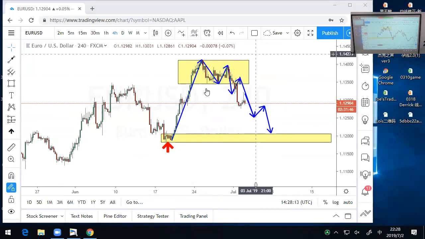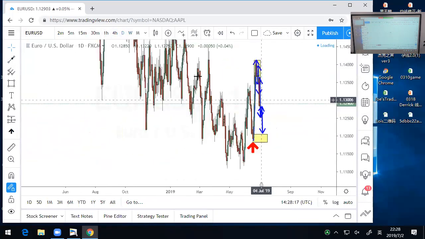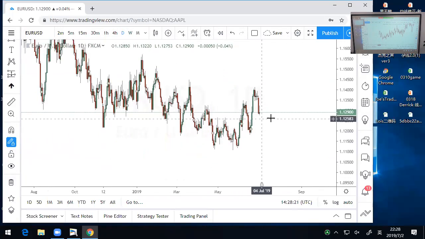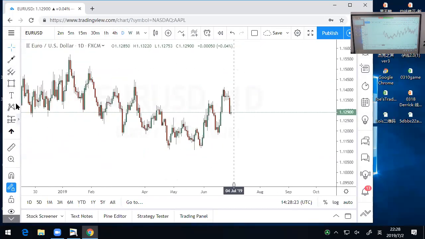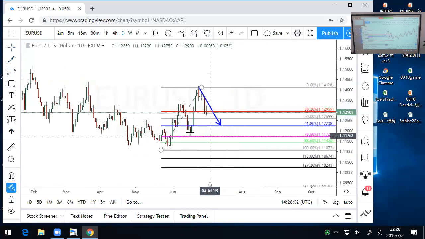Yes, David, you're right. The trend line also broke, but in the daily chart, what we can feel is that the euro looks like it may pull back to the 0.618, from here to here. So it may pull back to 1.1223. All right, and there is some support from here.